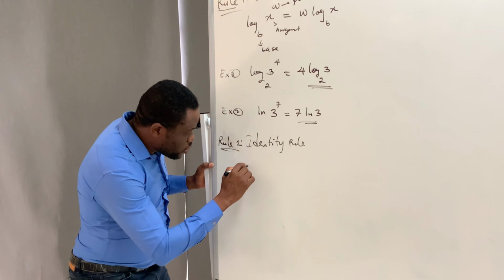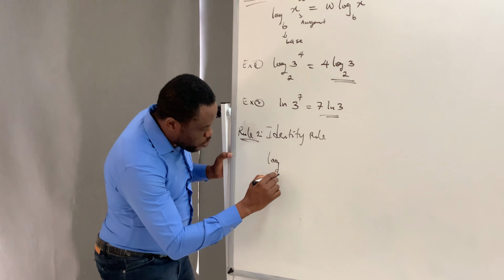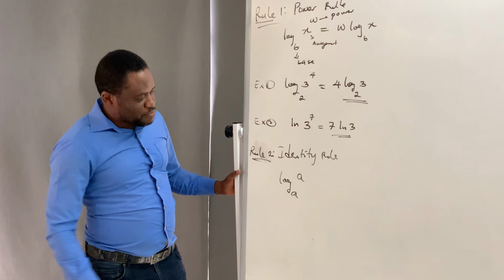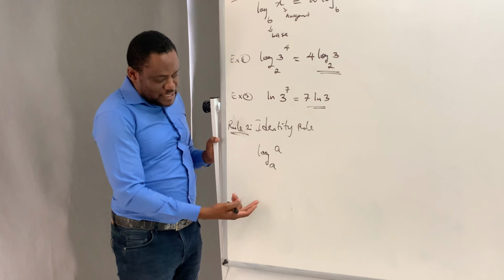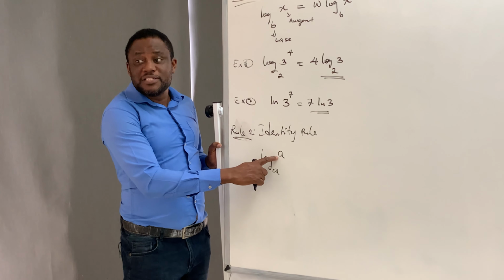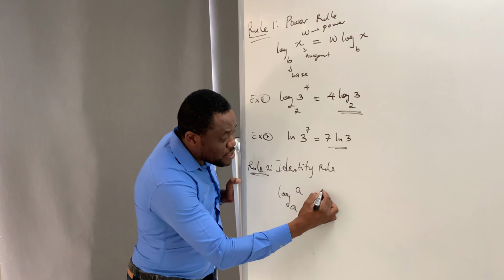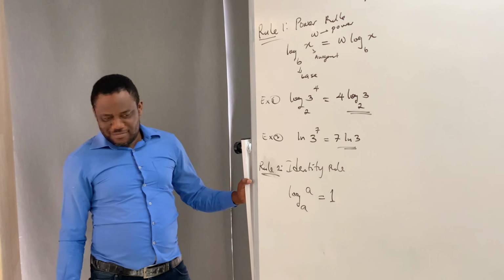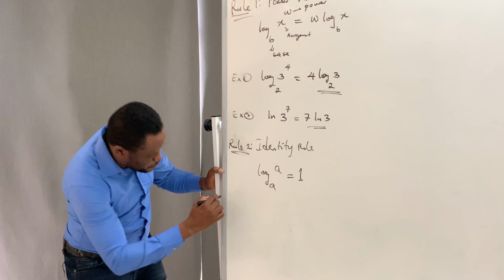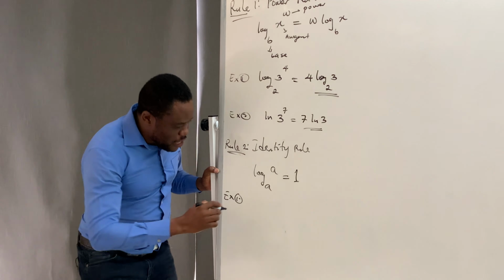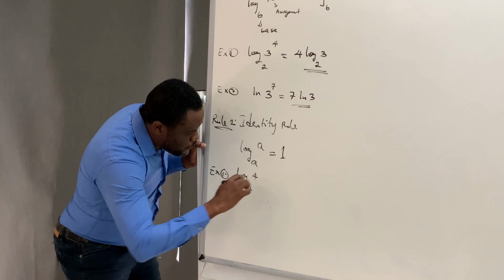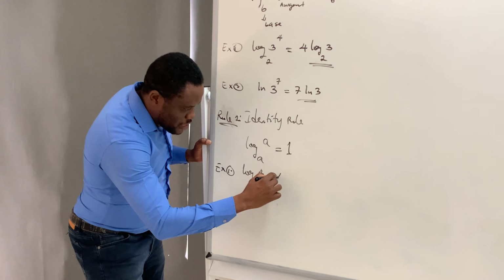If we have log of A in base A, this is identity. This is identical. The number in the base is the same as the number in the argument. If it's the same, you say it's what? 1. Because they are identical. Let's do an example. Let's say we have log base 4 of 4. The answer is what? 1.